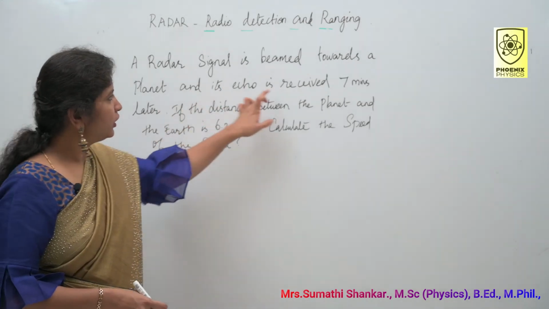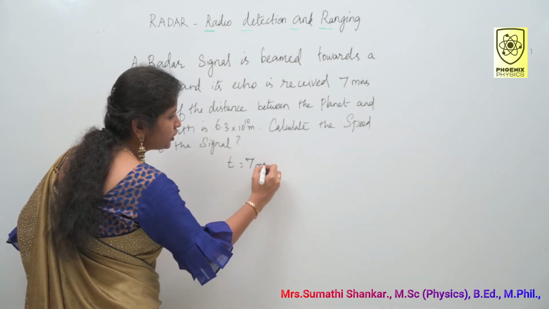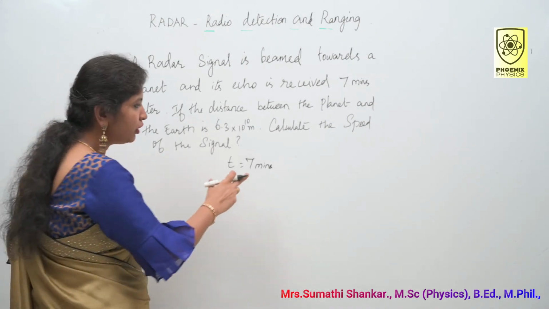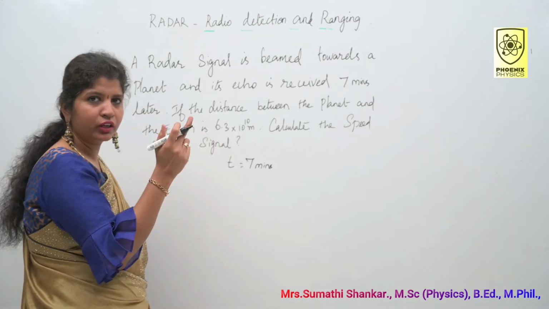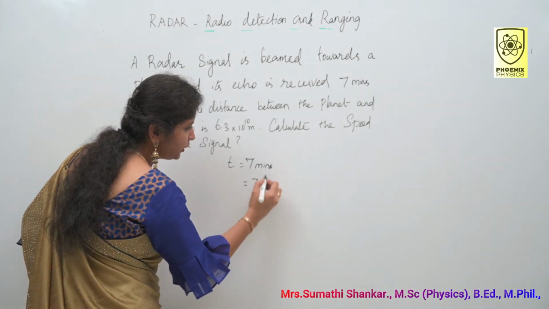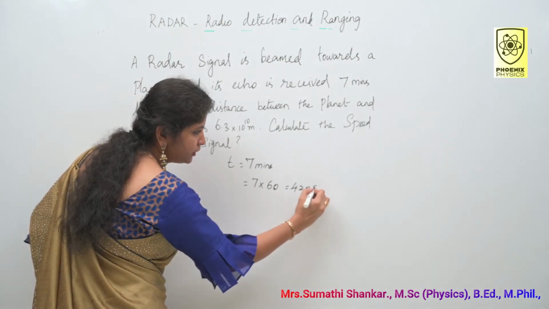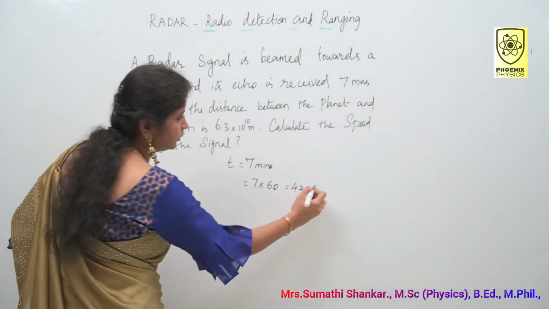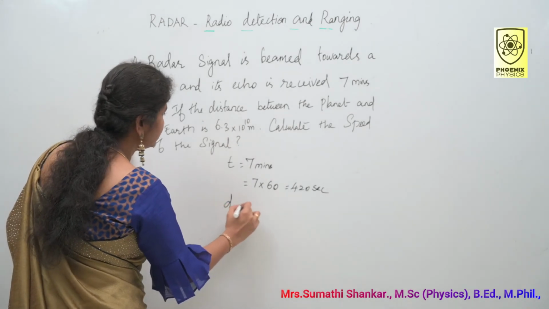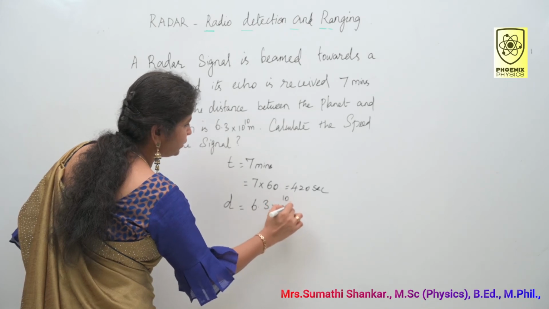Here what is given? The time is given. t is equal to 7 minutes. What is the SI unit for time? Time is in seconds, so you have to convert these minutes into seconds. 1 minute has 60 seconds. You just multiply 7 into 60 and you get 420 seconds. Okay, up to this clear? Next data, the distance is given. The distance d is 6.3 into 10 to the power of 10 meter.